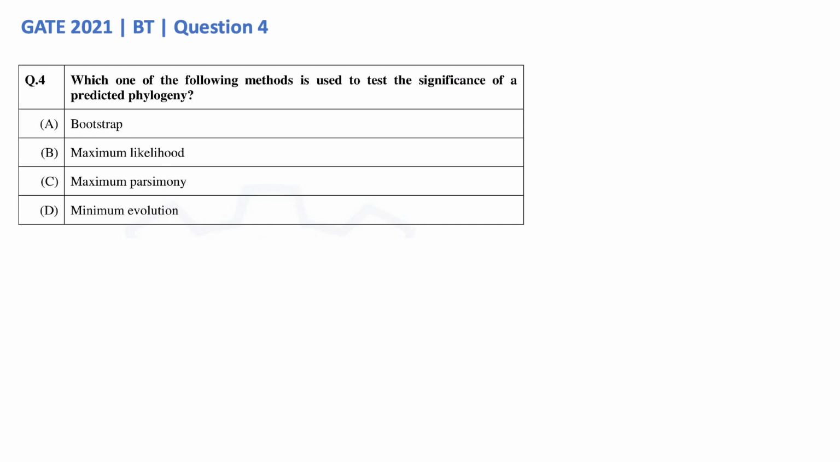In this video, we are solving and understanding the concepts behind question number 4 of GATE Biotechnology 2021 paper. The question is, which one of the following methods is used to test the significance of a predicted phylogeny? Option A, bootstrap. Option B, maximum likelihood. Option C, maximum parsimony. And option D, minimum evolution.